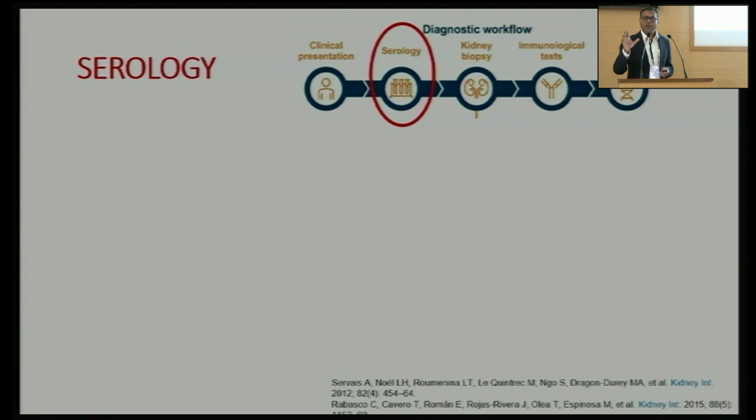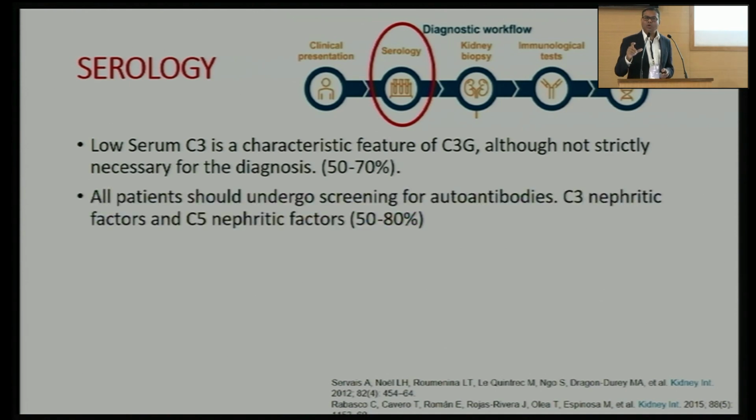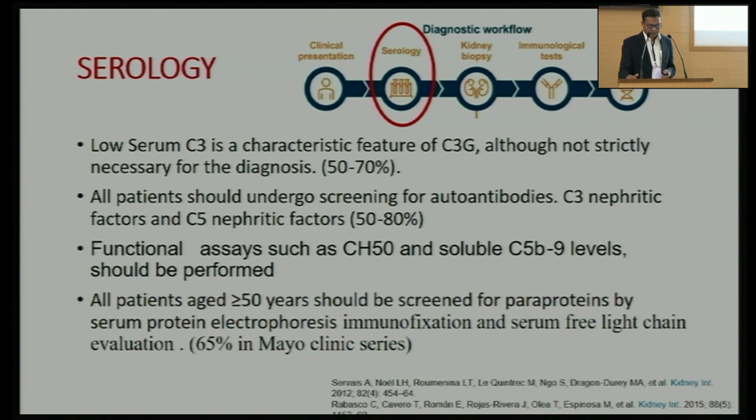Coming to serology and immunological tests, low serum C3 is the hallmark, but it is not seen in all the patients. Only 50 to 70%, more so in DDD as compared to C3 glomerulonephritis. Then autoantibody screening is very important. As I mentioned, 50 to 80% of these patients have C3 or C5 nephritic factor autoantibodies. Functional assays should be done to see the complement activity, CH50 and AH50 levels, and paraprotein estimation is very important.